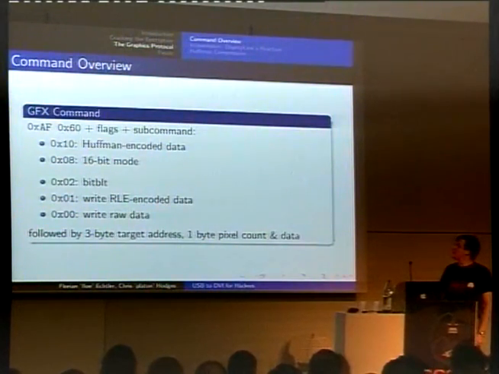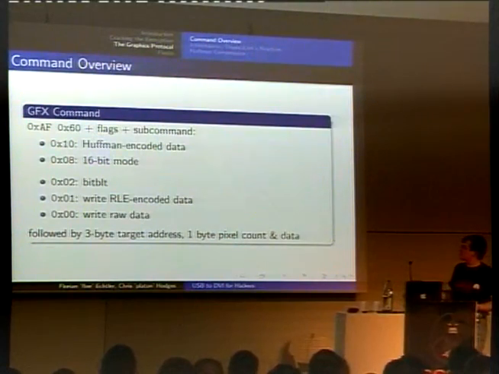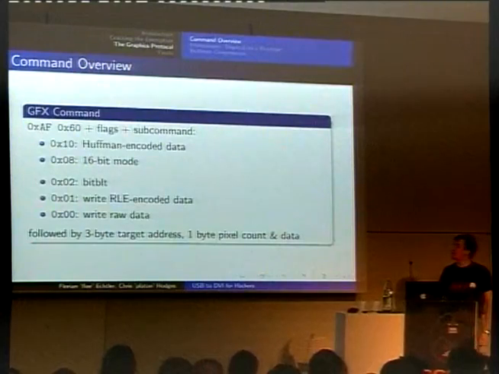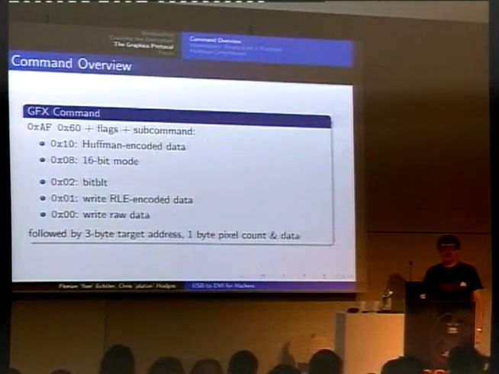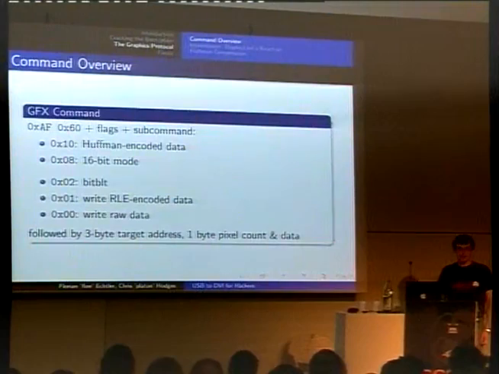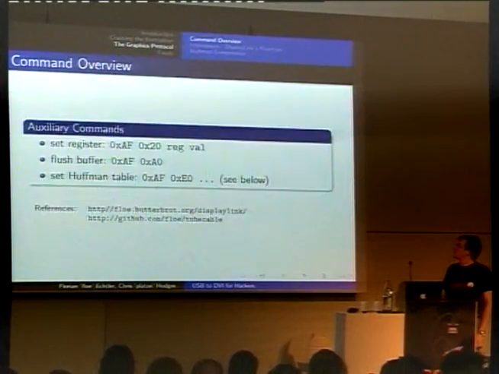And every one of these commands is followed by a 3-byte address and 1-byte pixel count. This is, in fact, quite important. This is not the count of bytes which follow, but it's the count of pixels which are in the end written to the frame buffer. So for example, for the run length encoding, you get a much higher pixel count than what's actually following in terms of data.